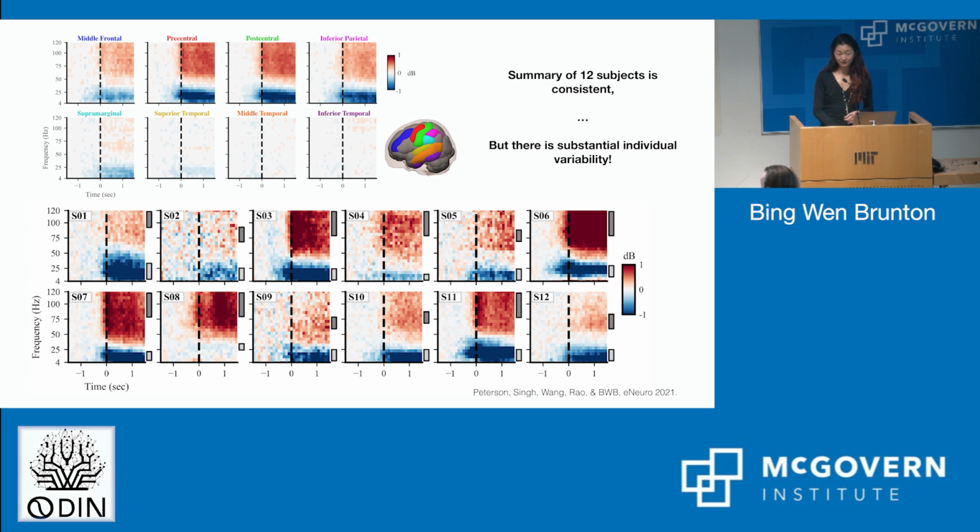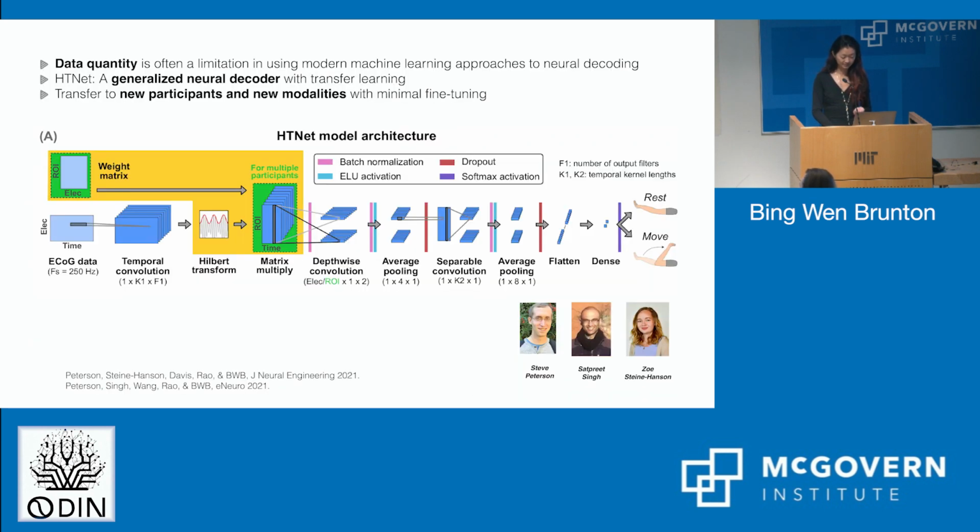But then we looked at the individuals. On average, everything looked consistent, but if you look at the individuals, there's actually a huge amount of variability. There are people who don't have the high frequency band increase, people who don't have the low frequency band decrease. There are people who have it, but it's much weaker, or shifted in frequency space. Dealing with this complexity is something we really wanted to wrestle with, because this is what we need in order to decode humans on the go, for something that's actually useful for them. Data quality, of course, is a limitation.